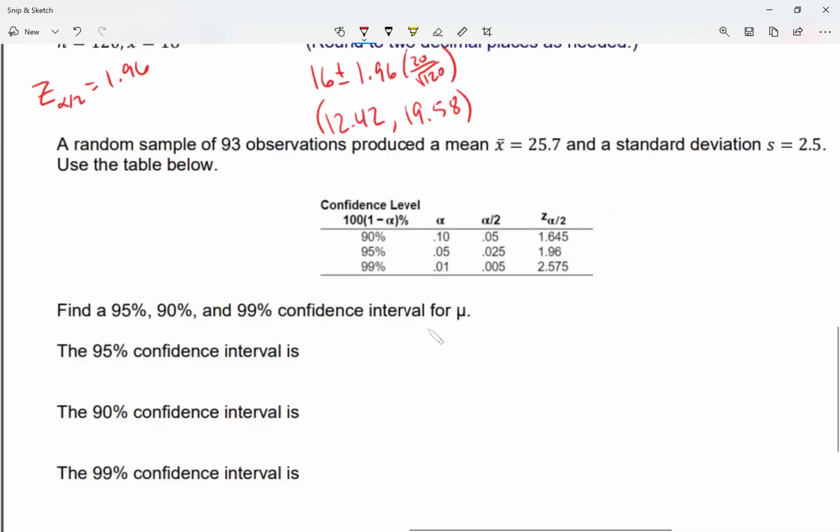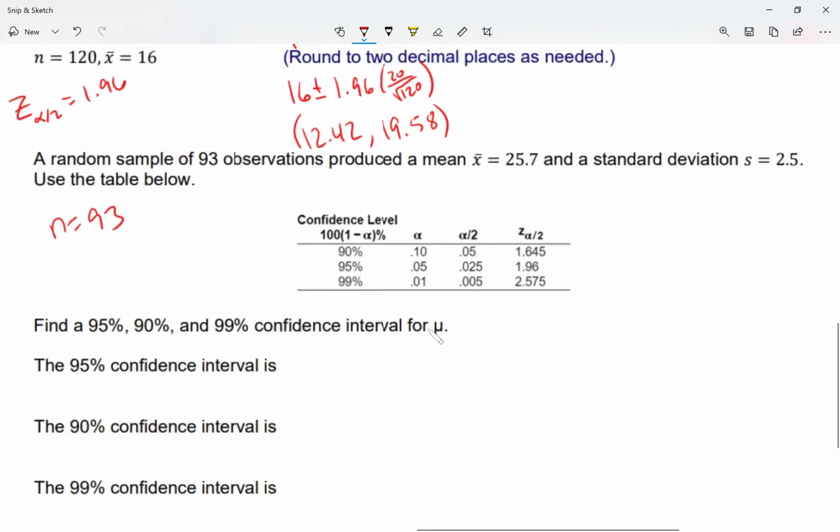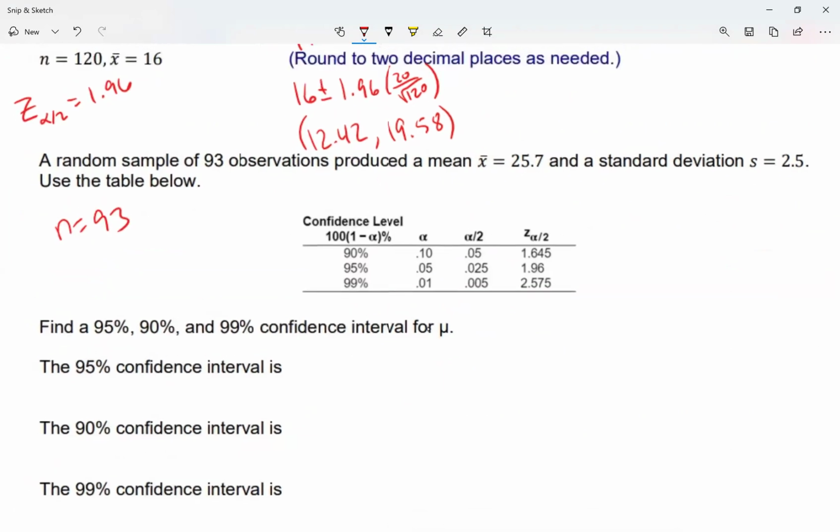Okay. Now here, random sample of 93 observations. So now we have that my n is 93. Produce a mean of 25.7.